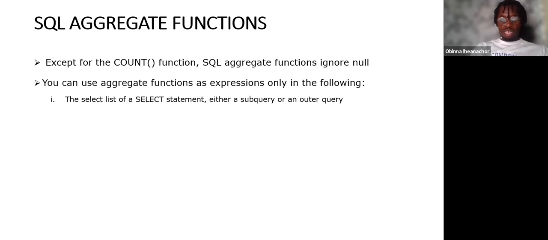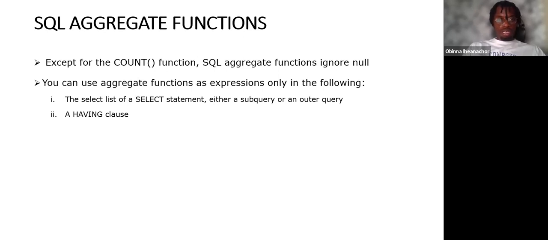When you're selecting something, you can say select maximum sales or select maximum quantity, etc. And then you can also use your aggregate functions like sum, min, max in a having clause. So we'll see examples of these in a bit.